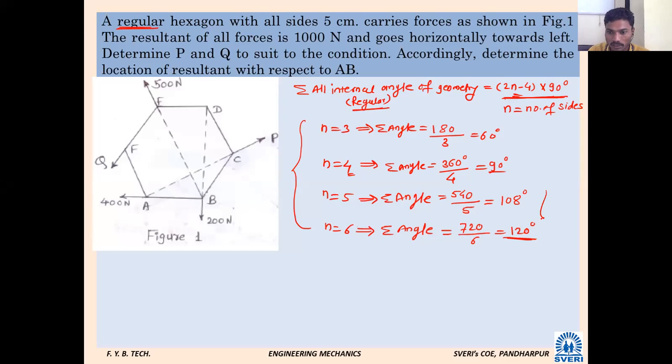We are going to learn one subject next semester called EG, engineering graphics. In that, these two angles will come again and again. You will know 108 for a pentagon, 120 for a hexagon. So meanwhile, you can remember at least that the internal angle of a pentagon is 108, and of a hexagon is 120. These two values are going to come again and again next semester. But meanwhile, as a part of this problem, we will see what this is.